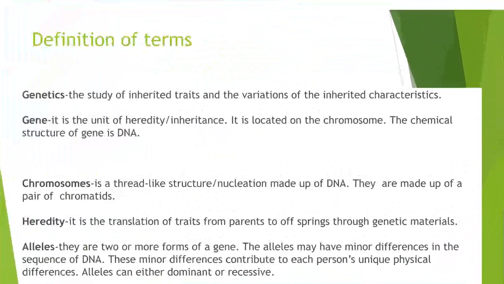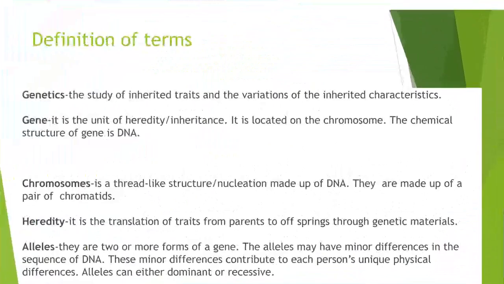The other term is alleles, which are two or more forms of a gene, and alleles may have minor differences in the sequence of DNA, and it is these minor differences that contribute to the uniqueness of a person in terms of physical differences. So physical differences may be skin color, the hair, the height, and many other physical differences. So alleles can either be dominant, meaning that they are the ones that are expressed, or they may be recessive, meaning that they are the ones that cannot be expressed.